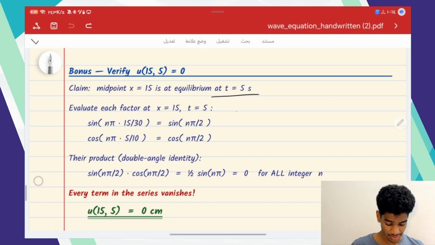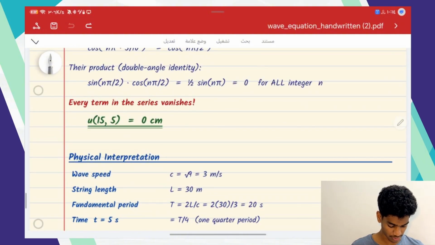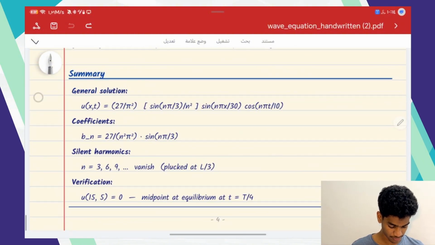This makes sense physically. t = 5 is exactly 1/4 of the fundamental period of 20 seconds. Thank you, and this was the sine series.